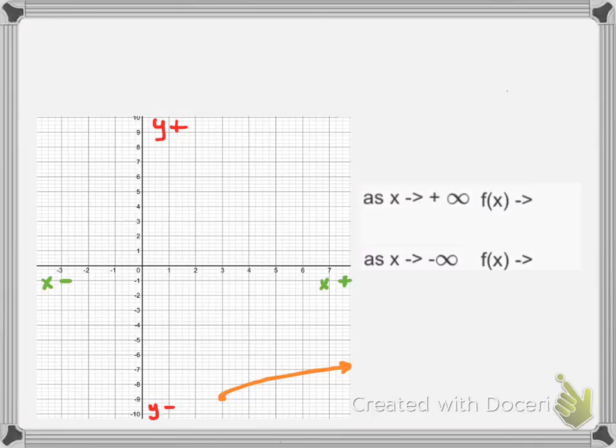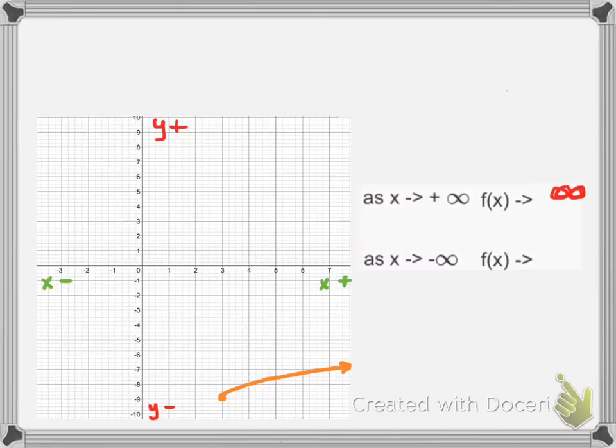If I asked you, as x approaches positive infinity, that means x is going positive, that's the right hand side. And I'm going to ask you, what is f of x or y doing? Well, clearly if you look at your graph, it is going up. So all you have to write is the fact that it's going up towards positive infinity.